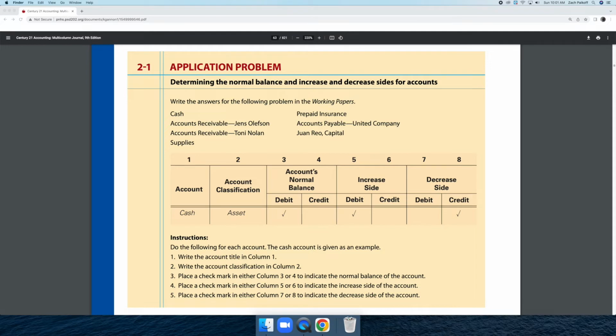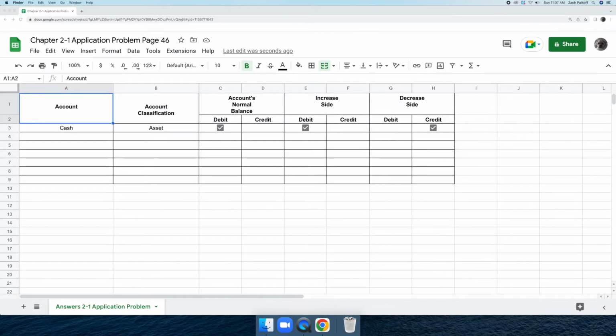Okay, so now that I have read over the instructions, let's jump right into the 2-1 application problem. Alrighty, so now we're going to be moving on to the 2-1 application problem, in which we will be determining the normal balance and increase and decrease sides for accounts.